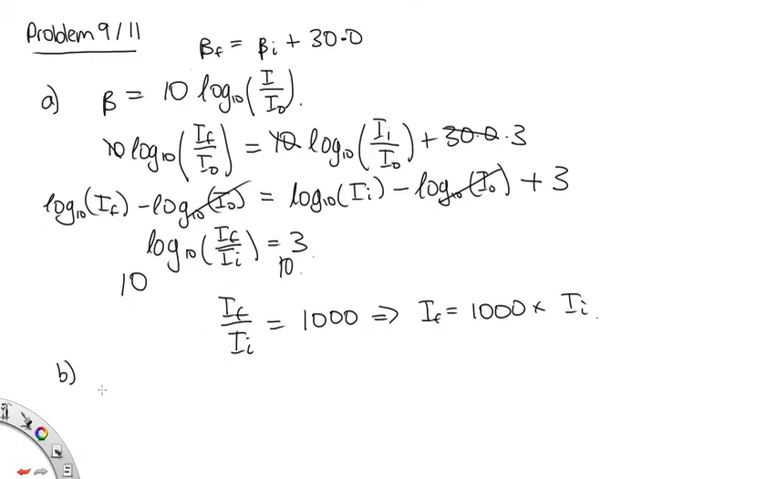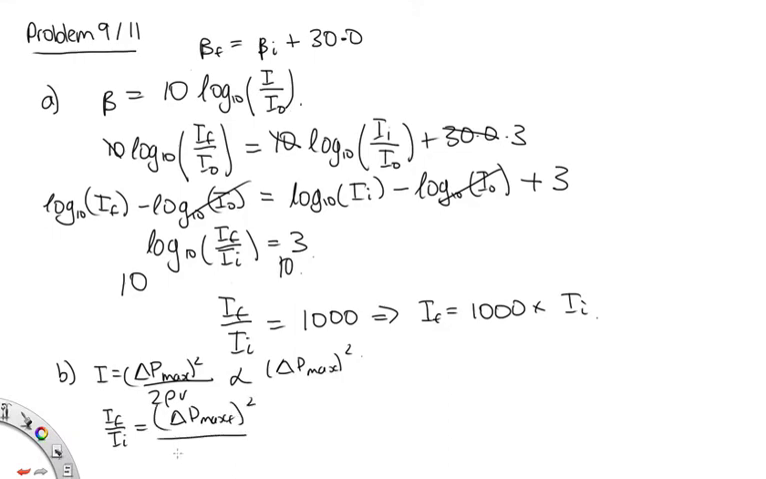Now in part B, we're asked to show that its pressure amplitude increases by a factor of 32. Well, the intensity is equal to the pressure amplitude squared over 2 rho V. So the important point is that it's proportional to the pressure amplitude squared. That tells us that IF over II is equal to P max F squared over P max I squared, and we know that's equal to 1000.